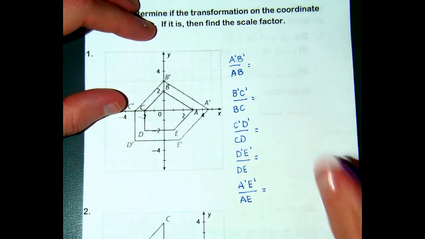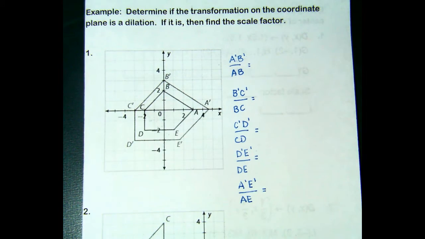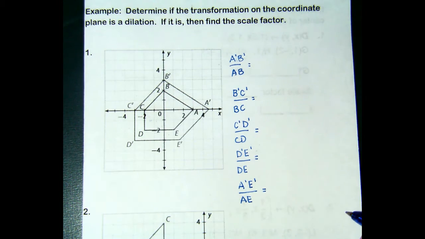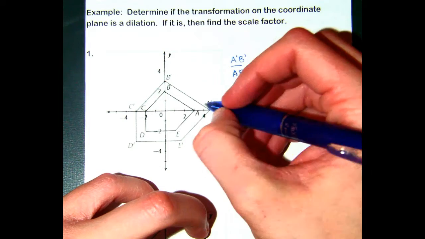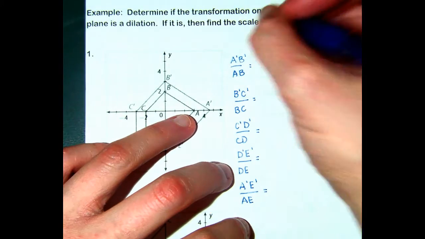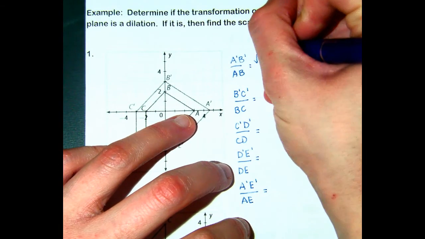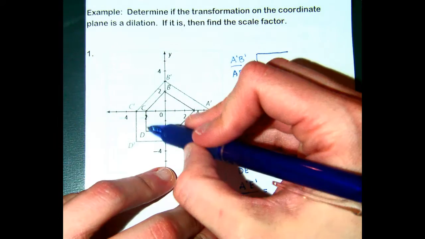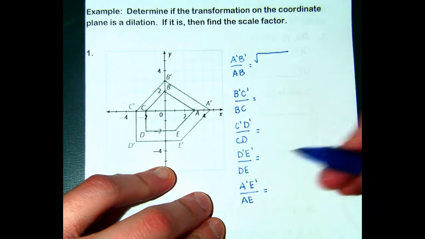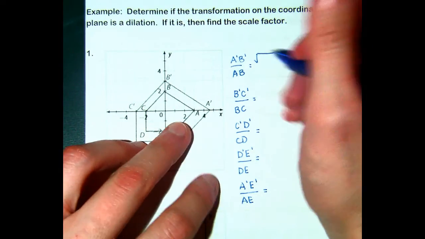Some of these you will be able to tell whether they are or aren't pretty quickly. Like if we had one that looks like they're not, I would probably find that ratio first. Let's go ahead and start with these, though. We are going to have some square roots here because they are not horizontal or vertical like these two will be. Alright, so A prime, B prime.